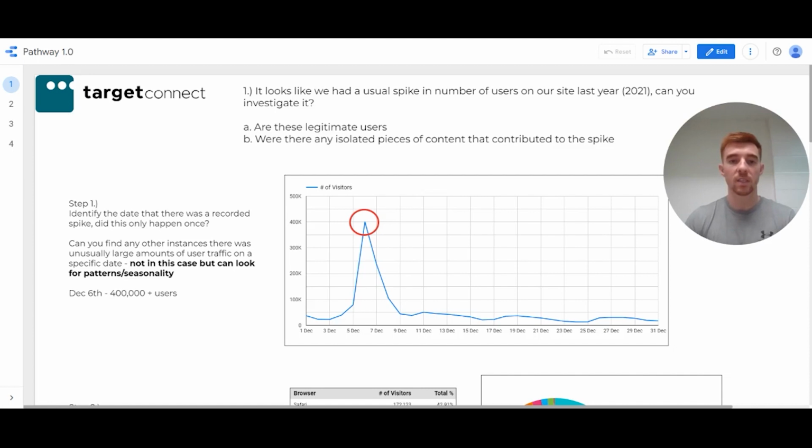What I've done here then is I've narrowed the date range down to the whole of December of last year, and we can see in the circled area here, about December 6th, there was a spike in the number of visitors. It's about 400,000.